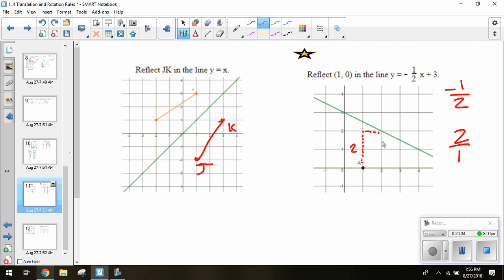If it took me a slope of 2/1 to reach the line, I then want to do the slope again. I want to do the exact same distance. So up 2/1 again, and that would be my reflection. But we'll pick this up later on.